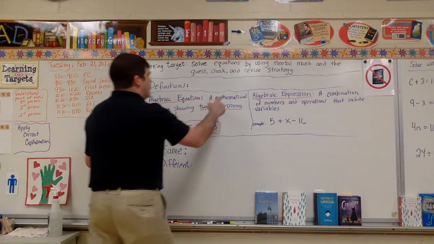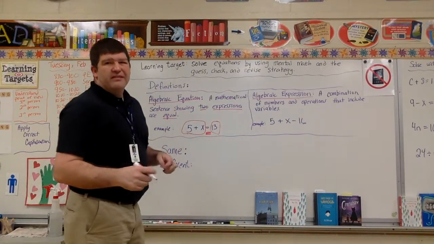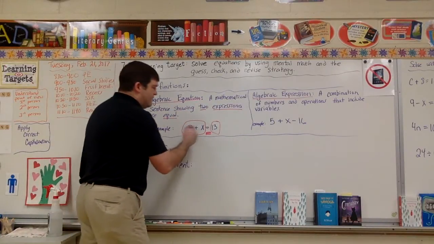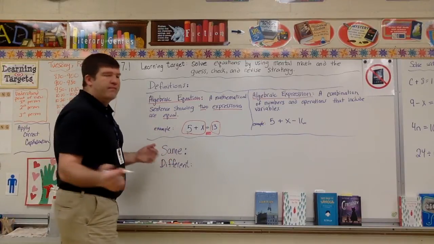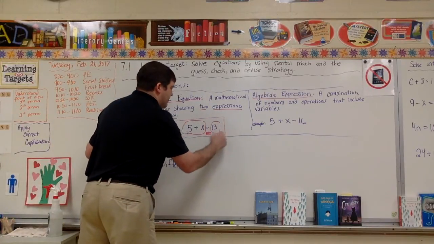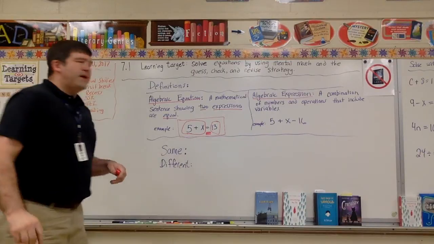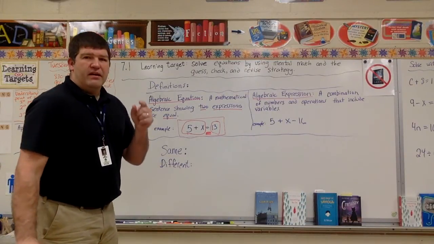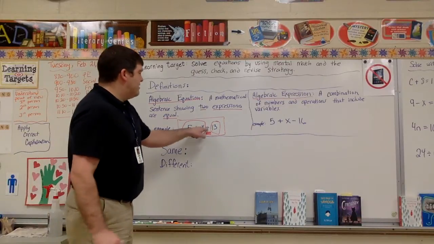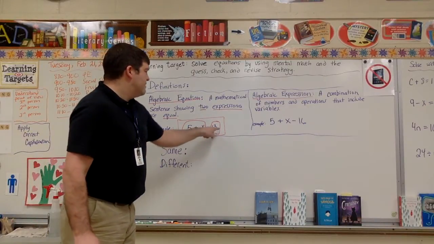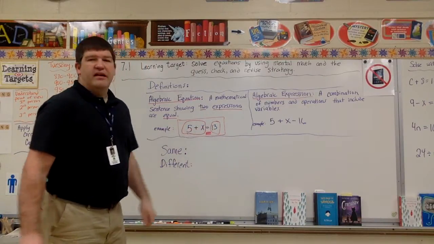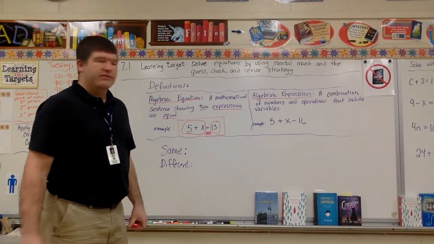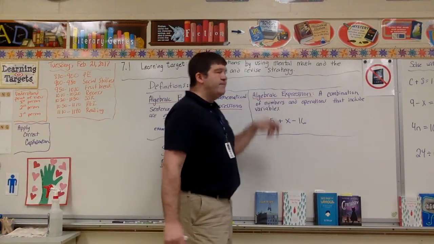Now, a mathematical sentence, that's kind of a funny way to just say a math problem, okay? So this whole thing would be considered a mathematical sentence. And what makes it an algebraic equation is that it has the equal sign, and then it has something on each side, an expression on each side of the equal sign. Okay, let's go over here.